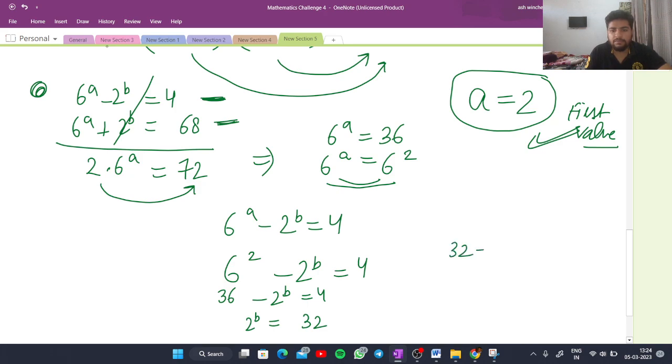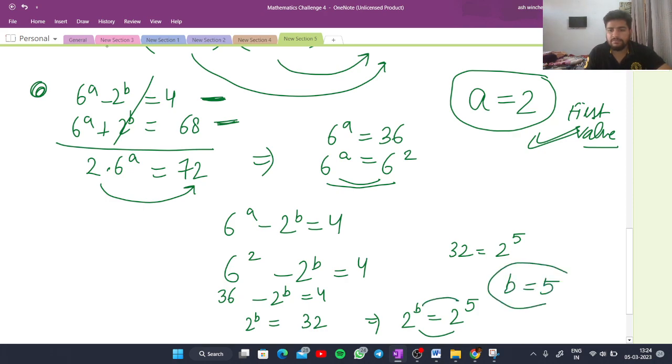Now 32 can be written as 2 raised to power 5. So this will become 2 raised to power b is equal to 2 raised to power 5. Now they have the same base, so their powers will be equal. So b is equal to 5. So we have found that a is 2 and b is 5. This is our final answer.